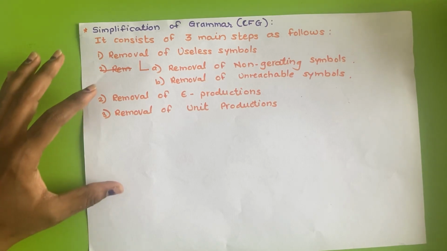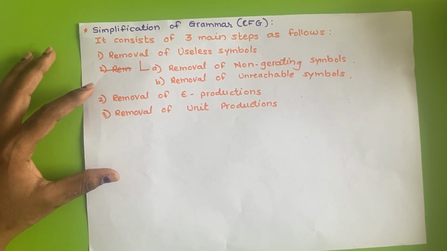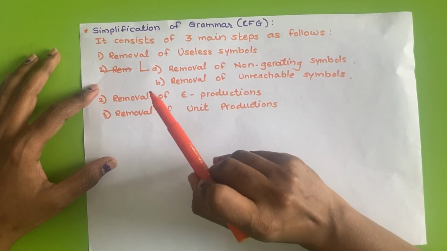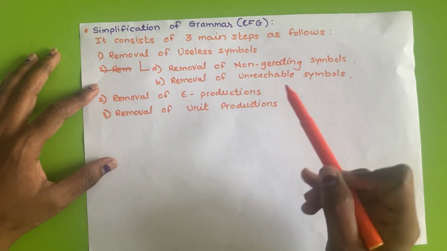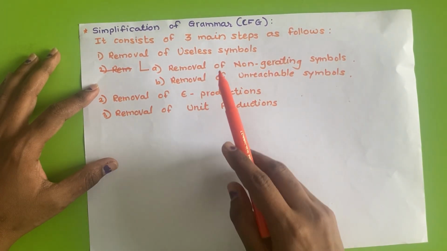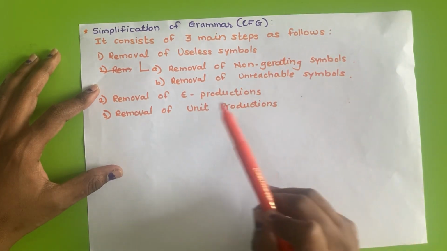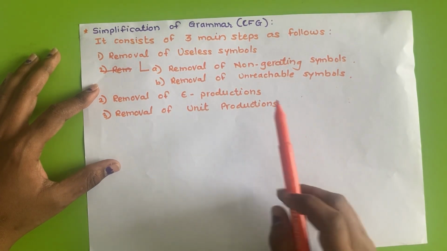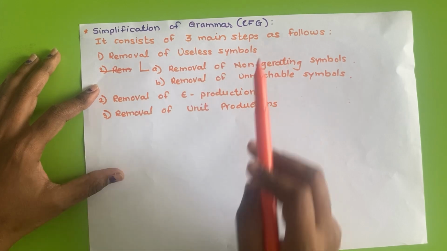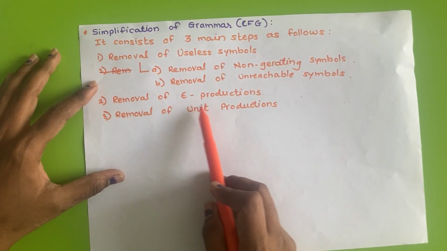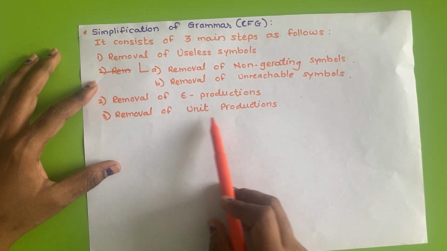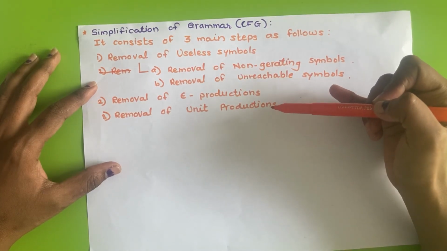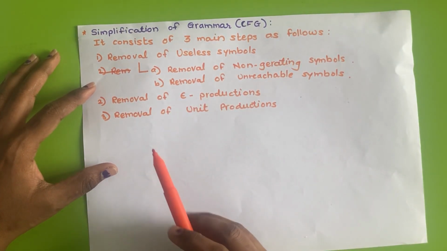The basic simplification process includes three main steps. First is the removal of useless symbols. In the removal of useless symbols, we have two kinds of useless symbols. First is non-generating symbols, and second is unreachable or non-reachable symbols. That comes under the category of useless symbols. The next is removal of empty productions, and then removal of unit productions. After performing these three steps, the resultant grammar will be called a simplified grammar.